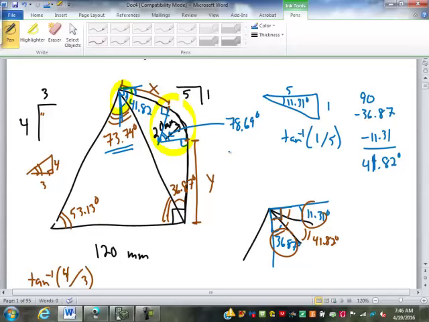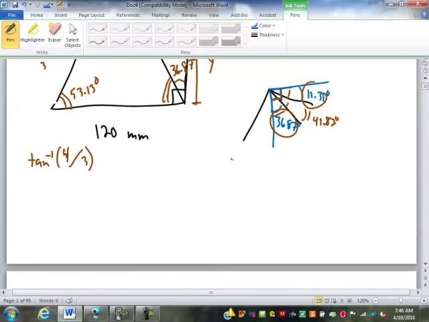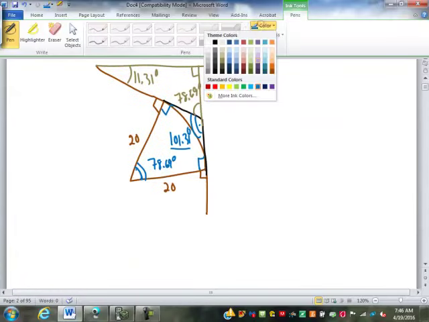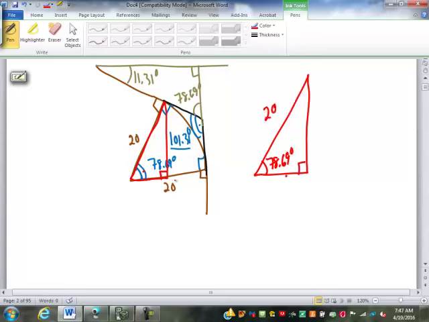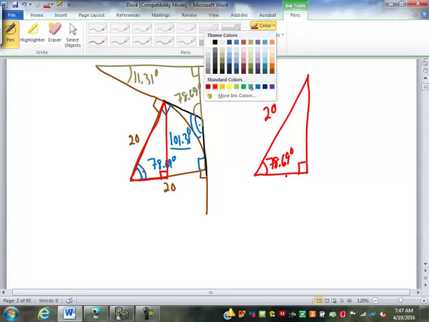So what is all this junk going to do for me? Who knows, right? Well, what it can do for me is this. I can draw in a triangle here. Now I'm going to look at this triangle right here. This is a right triangle. This is 78.69 degrees, and this is 20. Don't know this length, do I? Because it doesn't go all the way through the radius. But I can find those lengths.